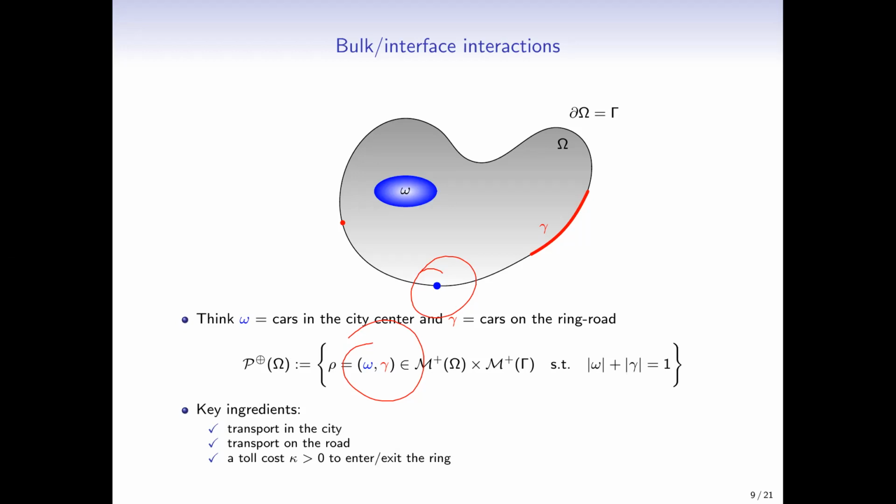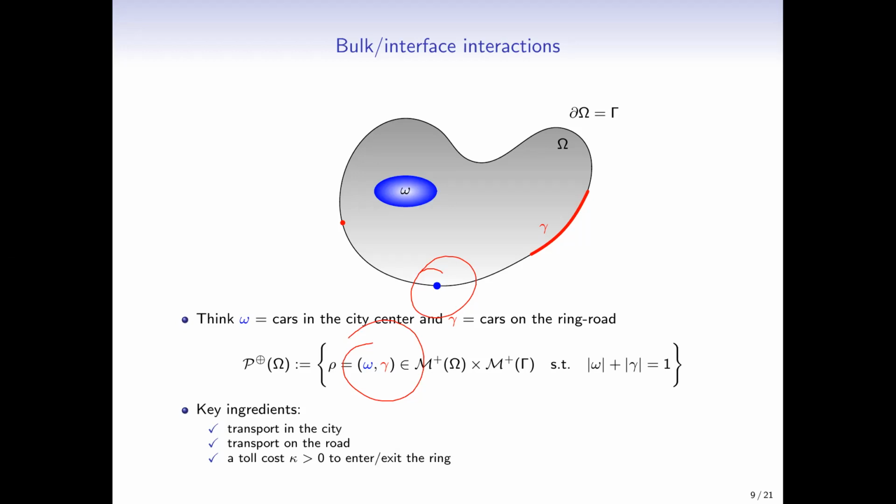And the key ingredients I want to put in the model is that particles are allowed to drive in the city, they're allowed to drive on the roads, and there's a toll to pay. So if your road is actually a highway, you know that to enter the highway, well, actually not in Germany, so I've heard, but at least in Portugal, if you want to enter the highway, you have to pay a toll. And this is going to be described by a parameter kappa in my model, okay? So you pay to enter the road, but you also have to pay to exit the road. I have to make the model somehow symmetric.